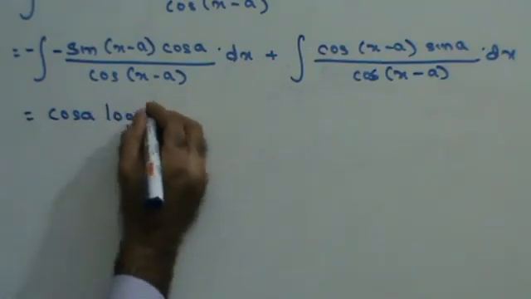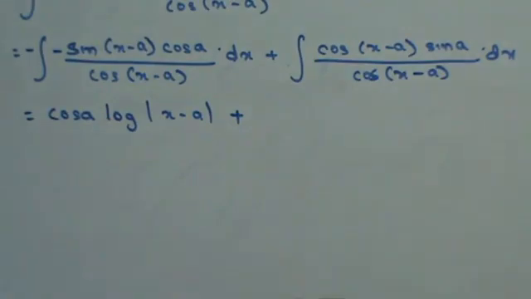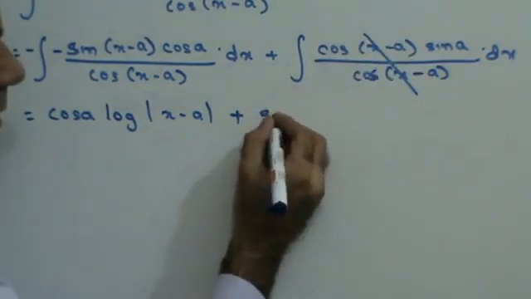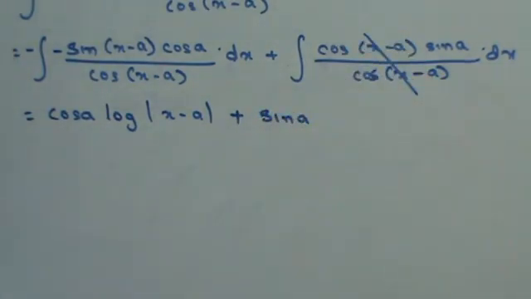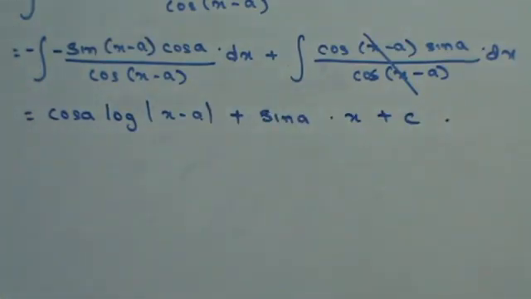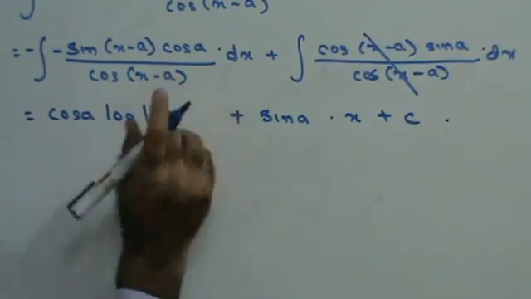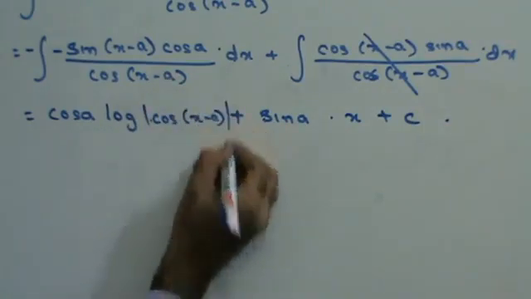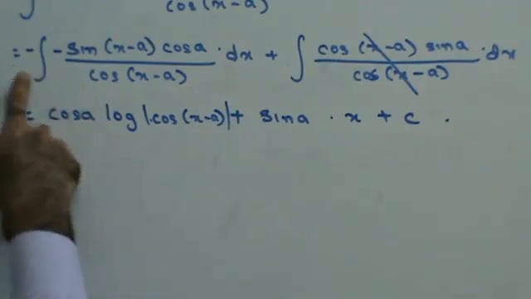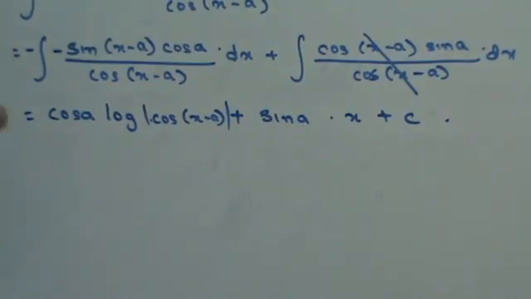So this will be log mod cos(x minus a), plus this and this cancels. Sin a, integral of dx is nothing but x, plus c. Right? So log mod denominator plus sin a into x plus c. That will be your answer. Let's move on to the next one, guys.